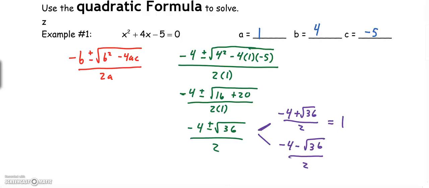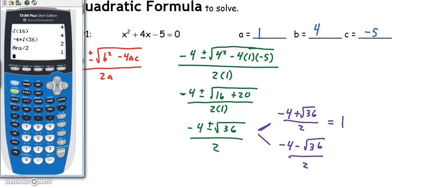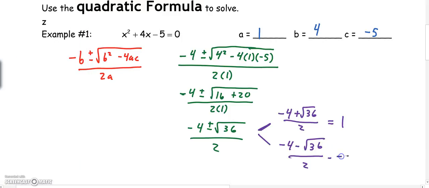I'm going to do the same thing for my other solution. Negative 4 minus the square root of 36. Press enter. I just want to do the numerator by itself. And then divide by the denominator equals negative 5. So my solutions are x equals 1 and x equals negative 5.